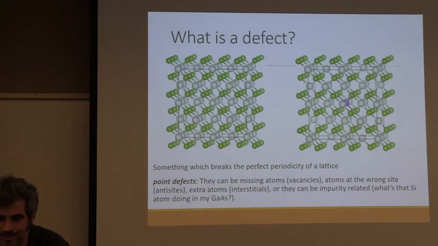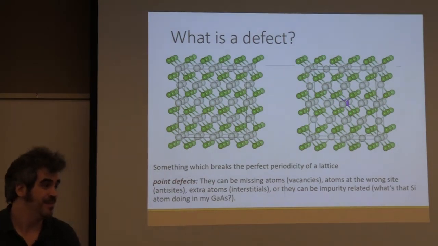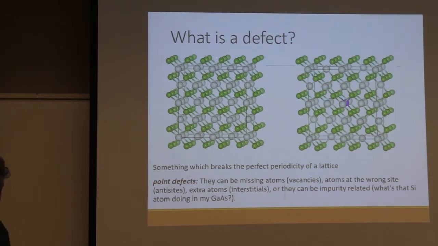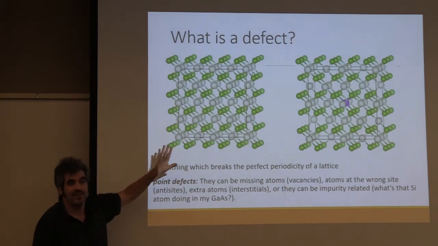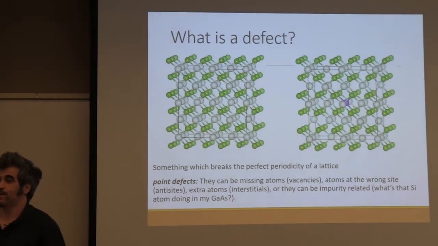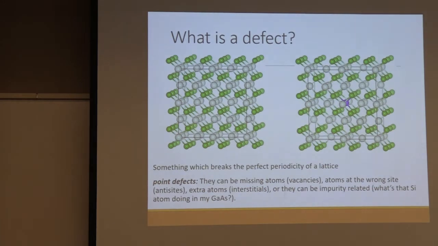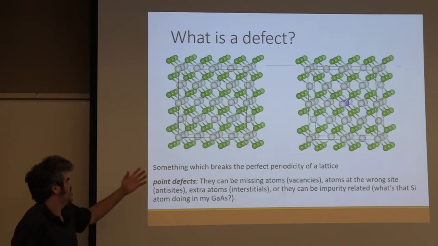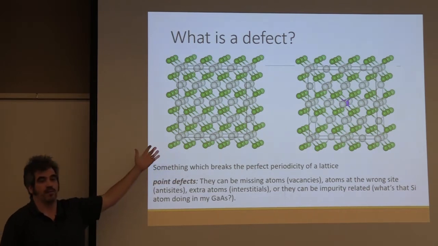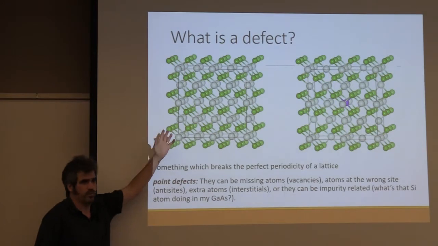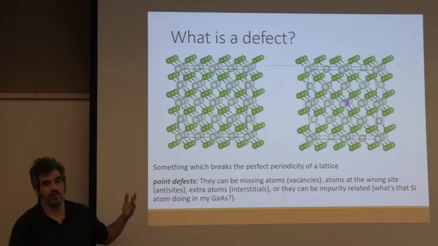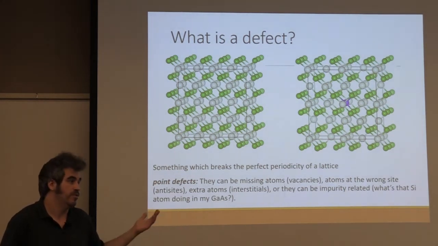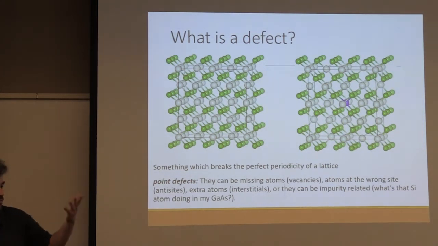So, what is a defect? We have a perfect crystal on the left. Anything which breaks that perfect periodicity is a defect. Here I'm really talking about point defects. Let's say this represents gallium arsenide. So one of these atoms is gallium, the other one's arsenic. If you remove a gallium, then you have a gallium vacancy. That's a point defect. Or if you remove an arsenic, then that's an arsenic vacancy.